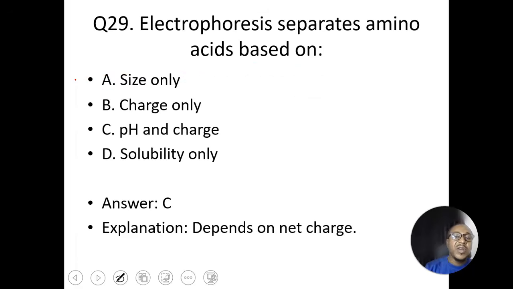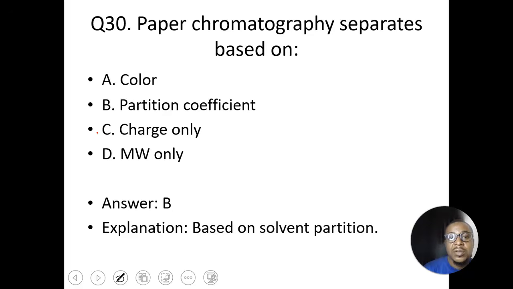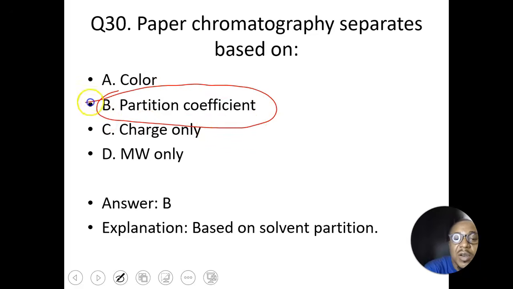Electrophoresis separates amino acids based on pH and charge. But for proteins, it is charge and size. Paper chromatography separates based on partition coefficient. What is partition coefficient? It is a separation that is based on the solvent partition.